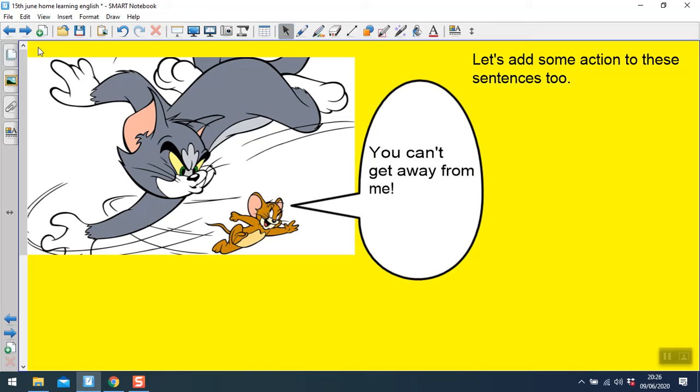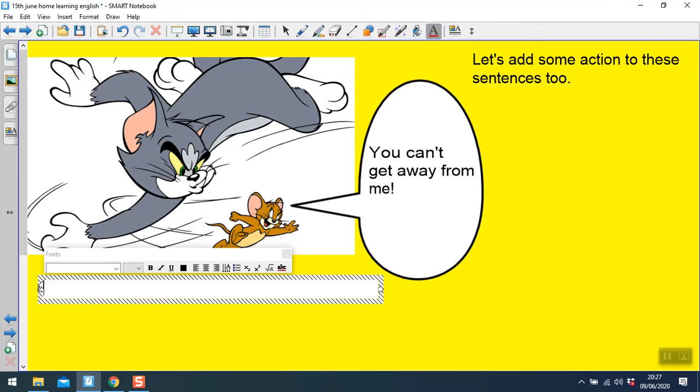We're going to write, using inverted commas, what that sentence would look like, but to add a little bit of interest, we're going to add some action to these sentences too. So, I'm going to write down the speech before I'm saying who has said it. I'm going to be doing that all today. So, inverted commas to start with, capital letter, "You can't get away from me." We need the punctuation inside the inverted commas, so exclamation mark, close the inverted commas, and I'm going to say who's spoken, how they've said it, and what they are doing at that time.